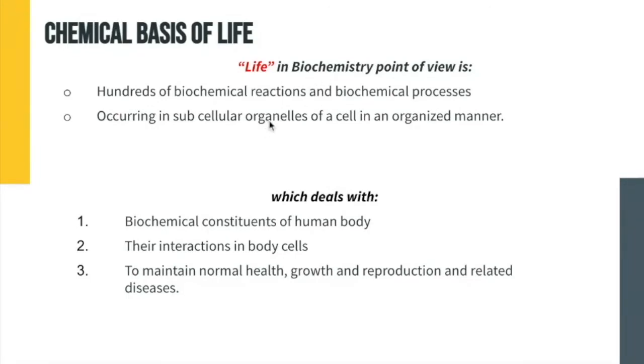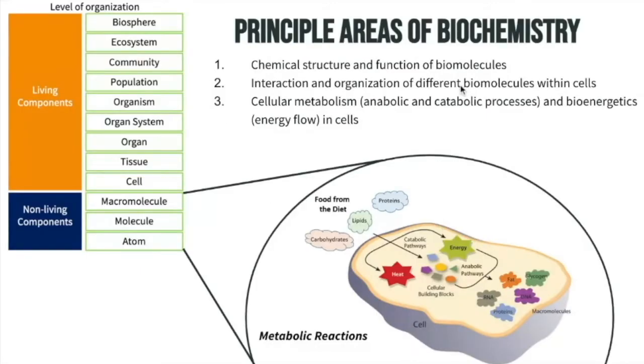Those reactions and processes occur in subcellular organelles of a cell in an organized manner. To learn about the reactions and processes, it deals with the biochemical constituents of the human body. What makes up biomolecules? Elements make compounds, bound together to make the molecules, right? And also their interaction in body cells. What is important is that it is needed to maintain normal health, growth, and reproduction, and related diseases. So this is a principal area of biochemistry.